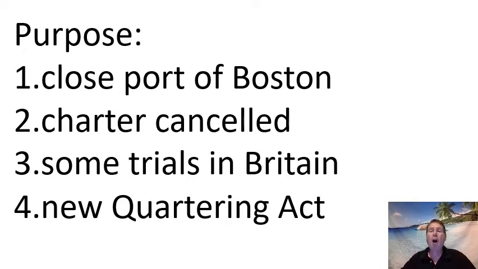Second, the Massachusetts Charter was canceled. The charter, which the king had given back in 1630 when the Puritans had first come over, was canceled. Of course, that charter had basically said that the people, the males at least, could elect leaders and run their own local affairs. But no more of that, the British government said. No, we have a royal governor. We're going to appoint a new royal governor, and the royal governor will tell you what to do.